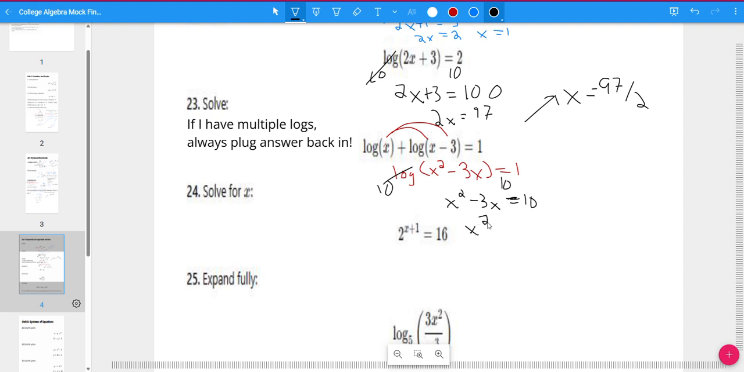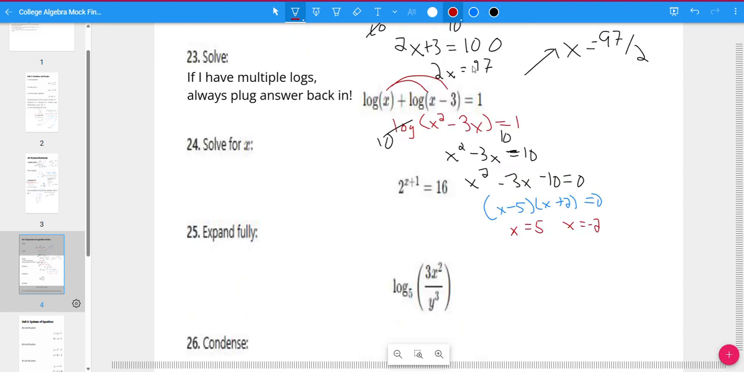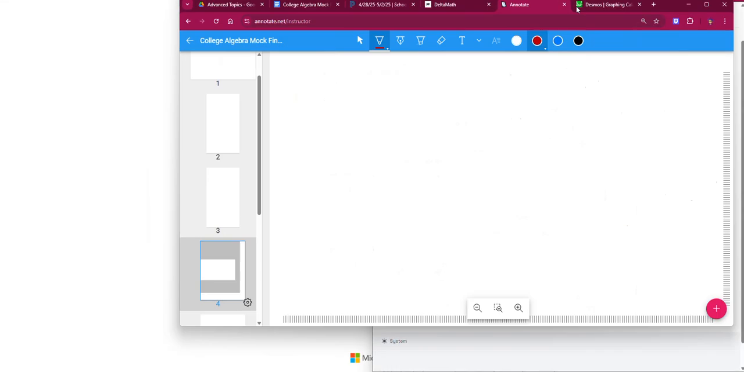So this gives me a quadratic. I need to subtract 10 on both sides to get that equal to 0. And then I would factor this: x minus 5, x plus 2 equals 0. So that would give me x equals 5 and x equals negative 2. So when I plug this back in, I'll get a domain error if it doesn't work. So I'm going to plug in 5 for x and negative 2 for x in separate ones.